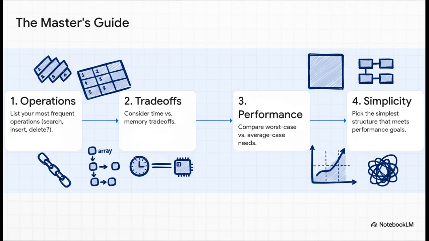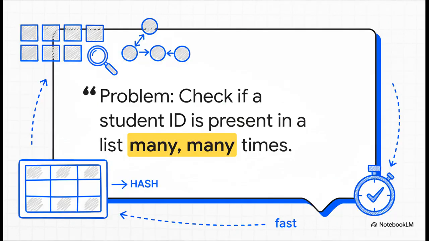Second, what are my trade-offs? Do I need blazing speed more than I need to save memory? Third, do I need it to be fast every single time, or is being fast most of the time good enough? And finally, a golden rule. Always pick the simplest thing that actually works for your needs. Don't overcomplicate it.